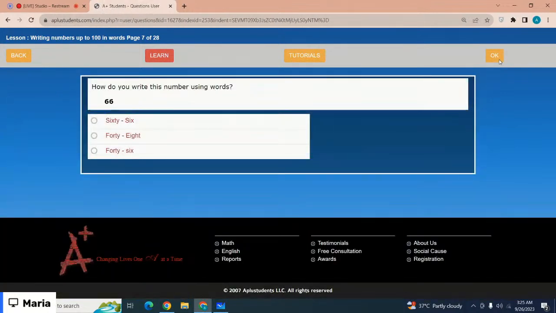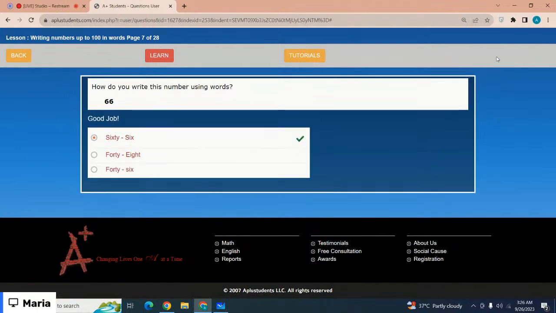How do you write this number using words? Which is the correct option? 1, 2, 3. Yes, 66 it is. So that would be option number 1, 66. 48 and 46. So obviously option number 1 is the correct option because that is 66.